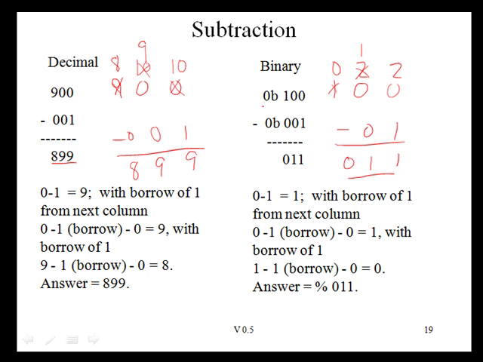In order to check this, we know that this value right here, 100, is actually a 4. This is actually a 1. 4 minus 1 is 3, and this value right here is a 3.